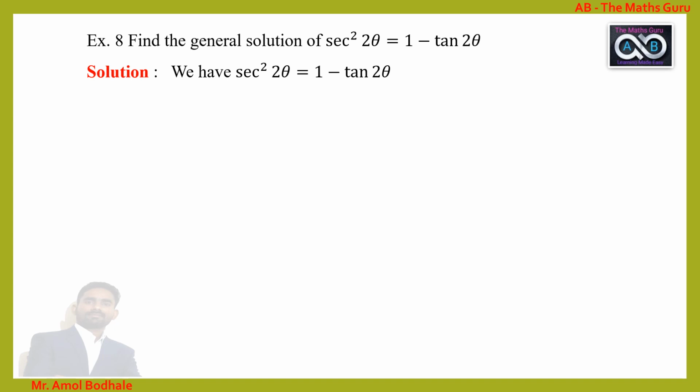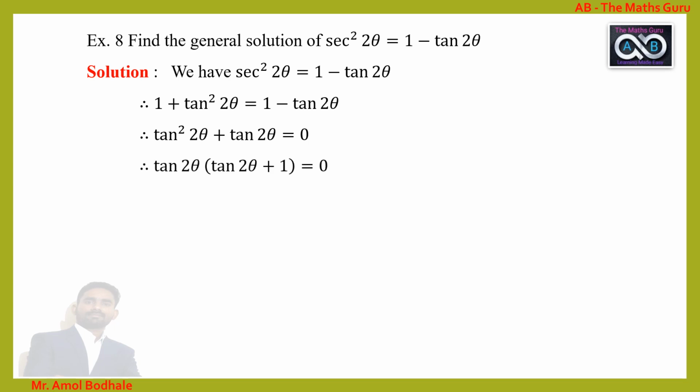So we know that sec square theta is 1 plus tan square theta. Therefore sec square 2 theta can be written as 1 plus tan square 2 theta, and the right side is as it is. So 1 will be cancelled, and if we take tan 2 theta on this side, we get tan square 2 theta plus tan 2 theta equal to 0. In both terms tan 2 theta is common, so we take tan 2 theta common. We get tan 2 theta times tan 2 theta plus 1. So here the product of two terms is 0.